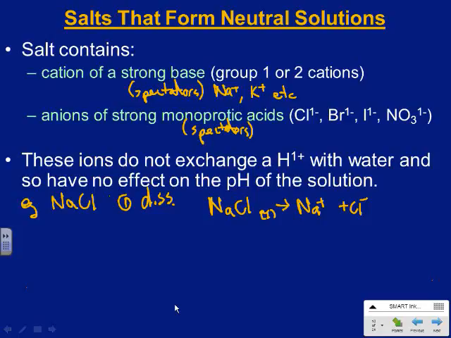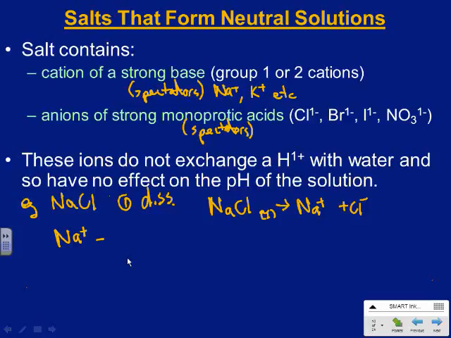Dissociation is completely different than hydrolysis. Dissociation is just the ions falling apart. Hydrolysis is, does it react with water? Do the ions react with water? So now that you've got your ions, let's take a look at each of those ions. Na+.